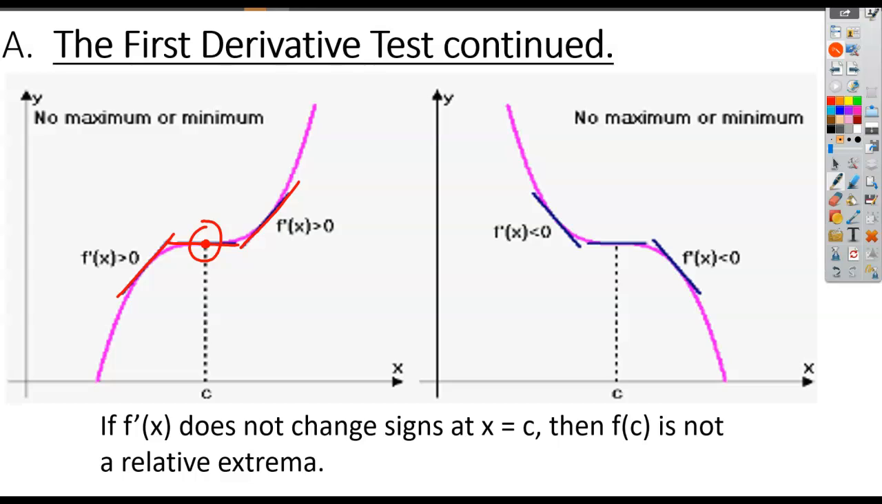It's still a critical value, because remember, critical values have slopes that are 0. But critical values are not always relative extrema. And in this case, this is an example of one that's not a relative extrema. So, same thing over here, critical value here, but the slope goes from negative to negative. So, no change in the signs. So, if the derivative does not change signs at that critical value, x equals c, then f of c is not a relative extrema. Okay?